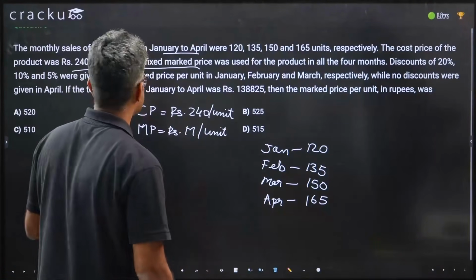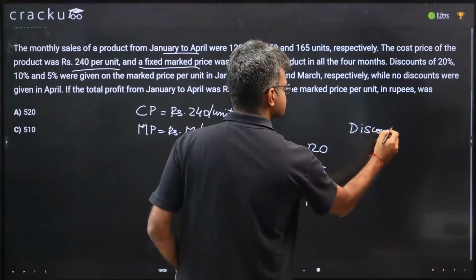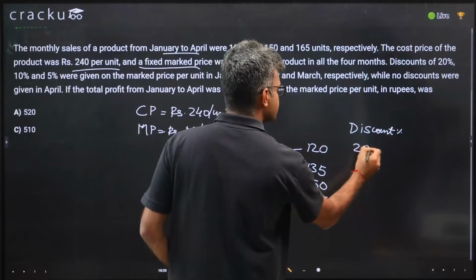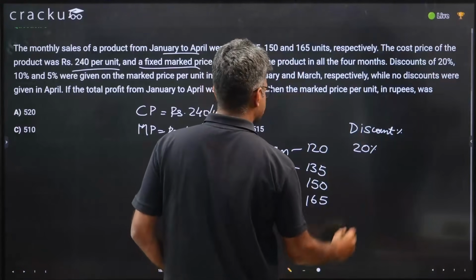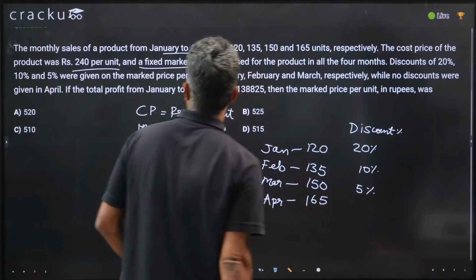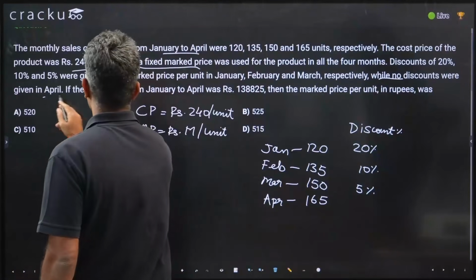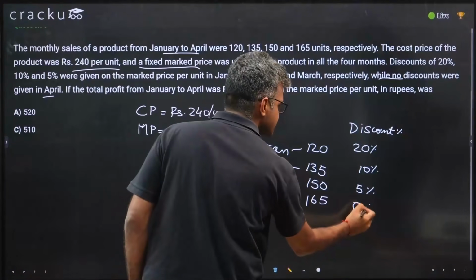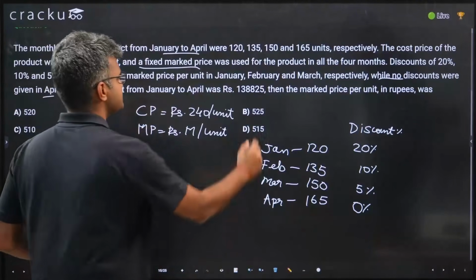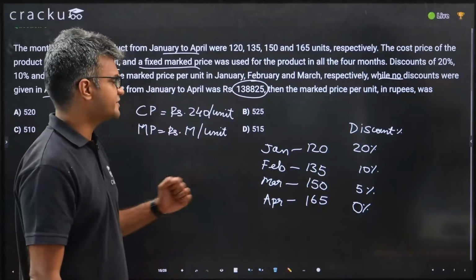Now discount percentages are given. Discount percentage in January is 20%. In February it is 10%. In March it is 5%. And in April no discounts were given, so the discount percentage is 0%. If the total profit from January to April is 1,38,825, then the mark price is supposed to be calculated.